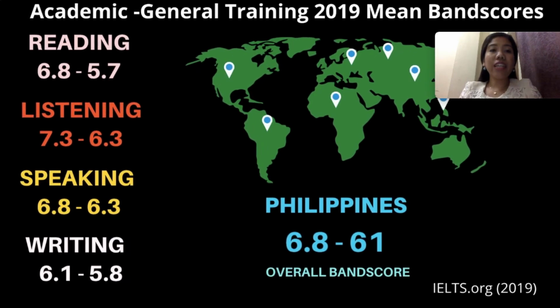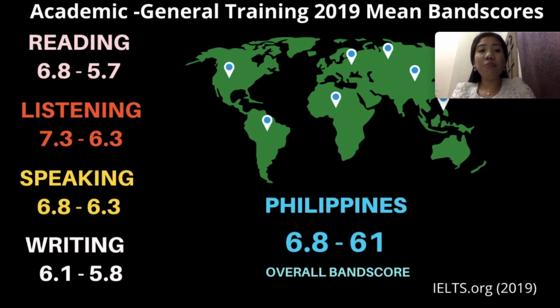This is the academic and general training 2019 mean band scores. The first figure is for the academic, the second figure is for the general training. So for reading, let's look at reading. For IELTS academic reading, we have 6.8. For the general training, we have 5.7 in reading. That is the mean band score.